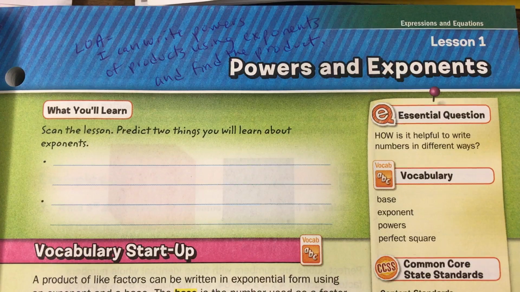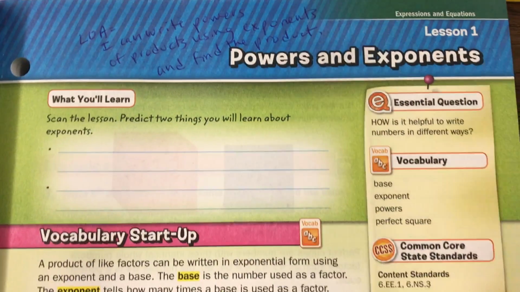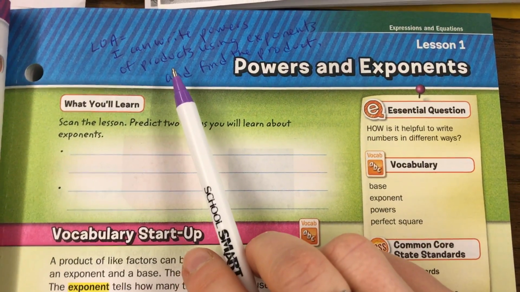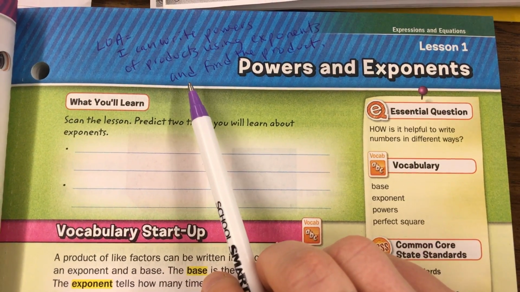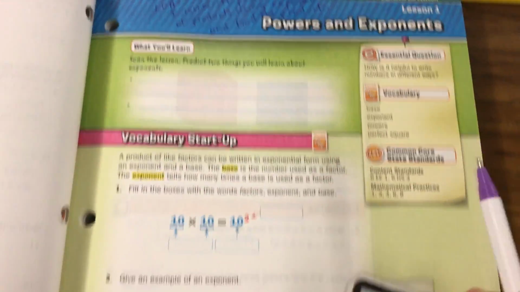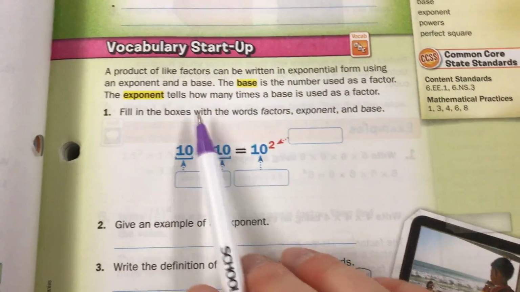All right, it's time for Chapter 6, Lesson 1. The learning objective A is I can write powers of products using exponents and find the product. So let's look at this vocab right here in the vocabulary startup.